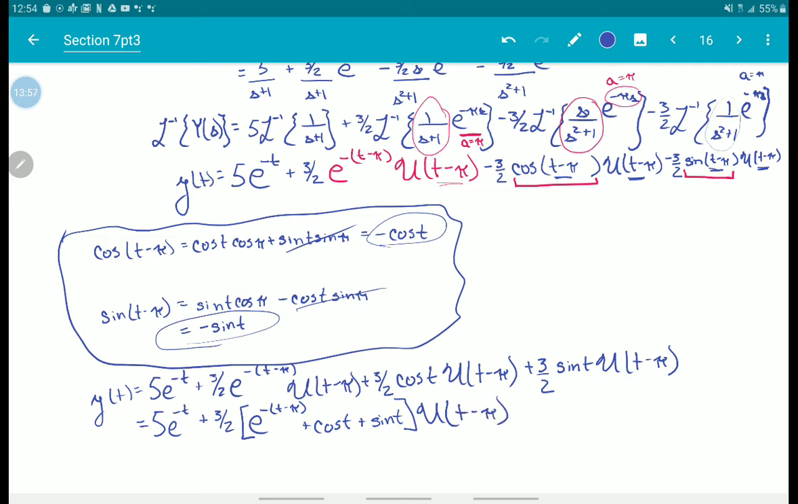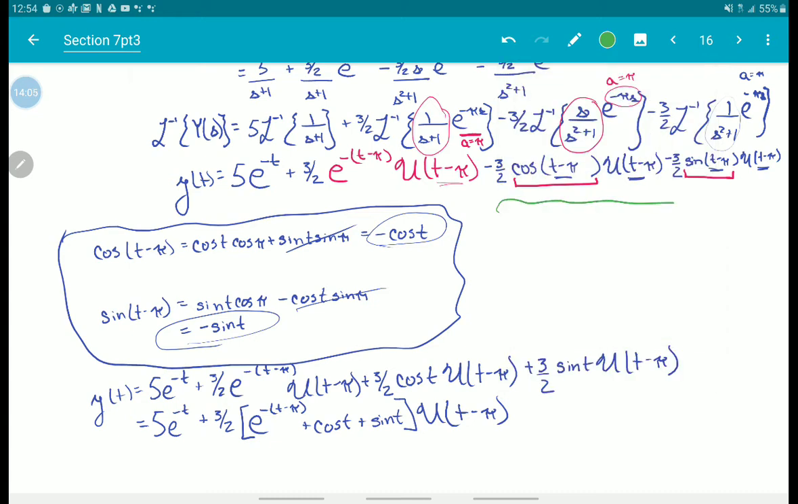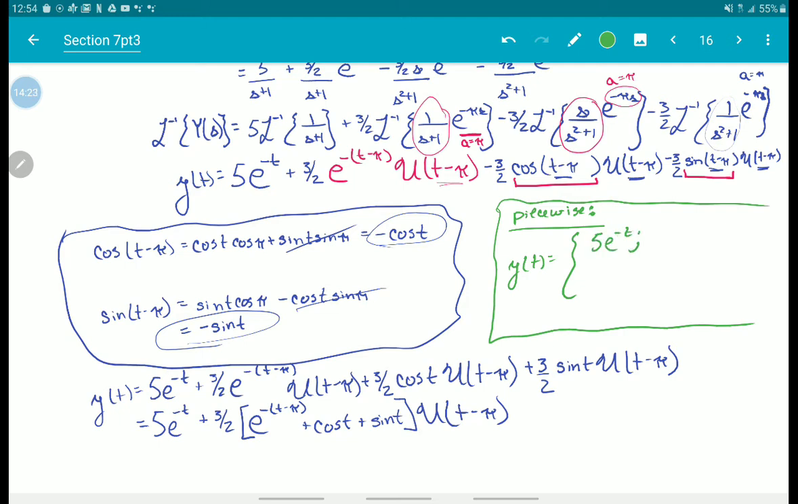Now, we could actually write this as a piecewise function. I want to do that because I think that's kind of cool. And I'm going to do that in a different color. And I'm going to box it in up here. So if we want to write that as a piecewise, y of t. We're starting with that 5e to the negative t. That works as long as t is between 0 and pi. And then once we hit pi, we are adding this piece to it.